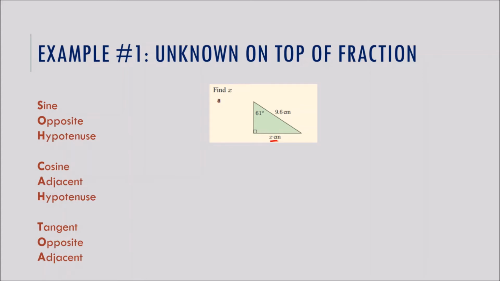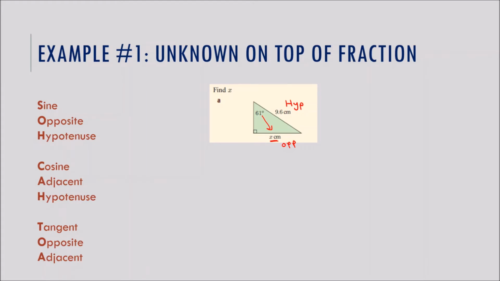Alright, let's have a look at this one. So we want to find x. So our very first thing we need to do is decide which one am I going to use. Am I going to use sine, am I going to use cosine, or am I going to use tangent? So what I'm going to do is label my sides. So I have my hypotenuse, I have my angle over here, so that means this side over here is my opposite, because it's on the opposite side. Okay, so then I have an H and I have an O.